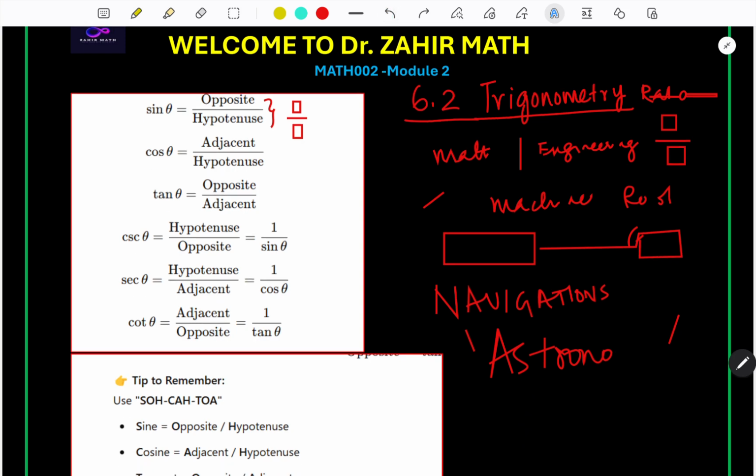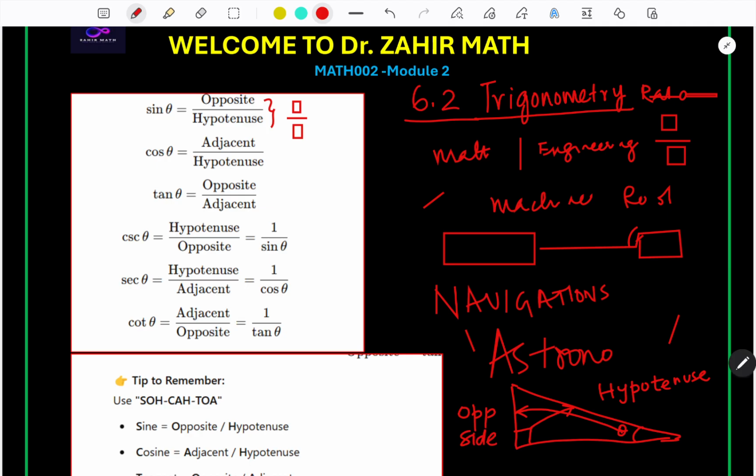So let me draw a triangle. So this is your 90-degree triangle, right? It has three sides. Just opposite to this right angle, we call this the hypotenuse. The hypotenuse is the name of the side which is the biggest side. And this is called angle theta. For this angle theta, just opposite is the opposite side.